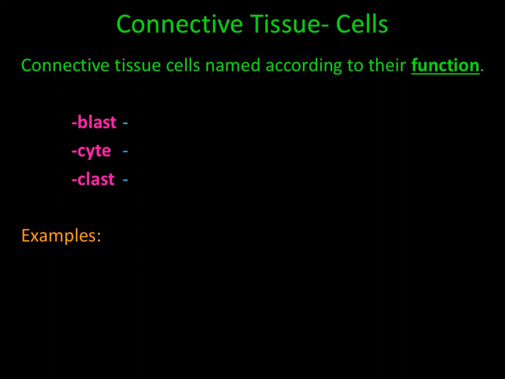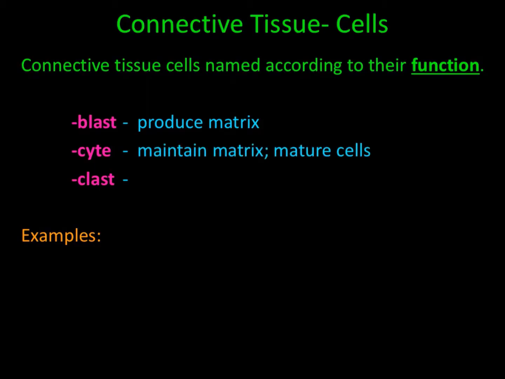Based on their functions, connective tissue cells can end in the suffix blast, site, or clast. A connective tissue cell ending in blast produces matrix. A connective tissue cell that ends in site is a mature cell that maintains the matrix. And finally, a connective tissue cell that ends in clast destroys matrix or breaks down matrix.